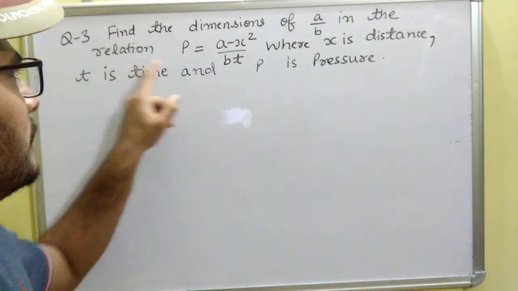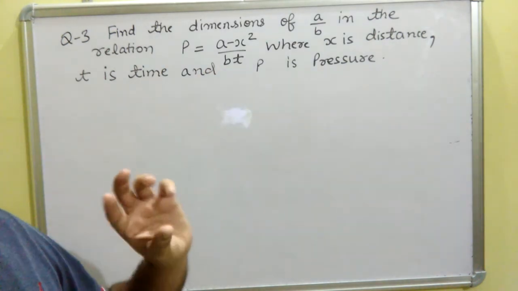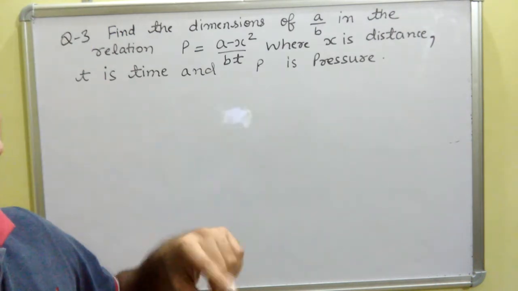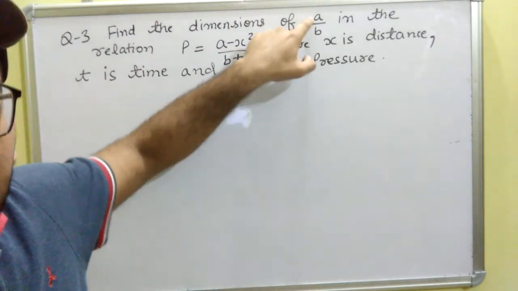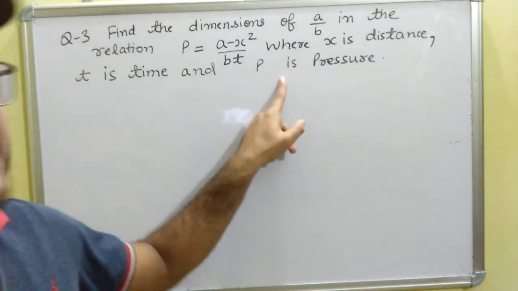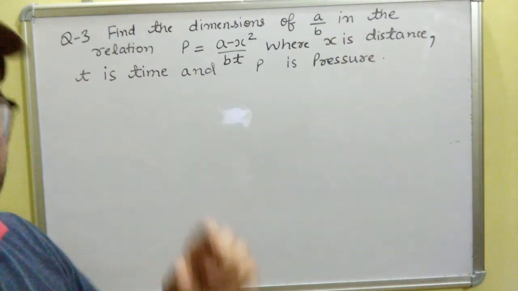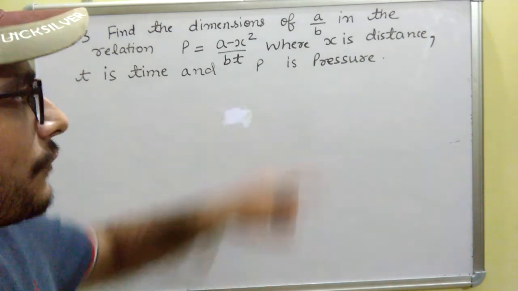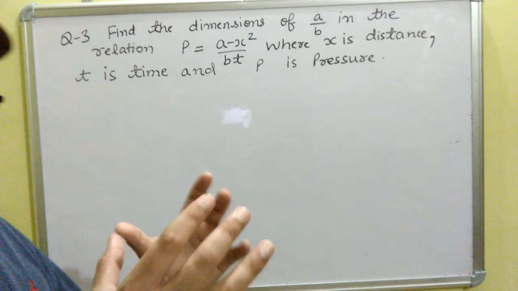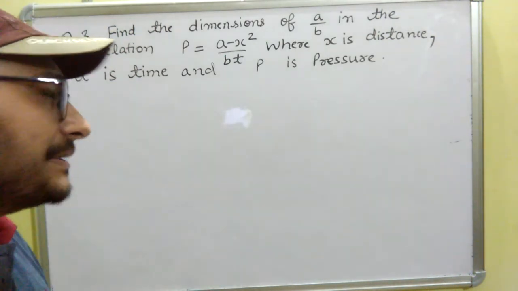In the relation P equals A minus x square divided by B T. So it is somewhat like your last question, question number 2, but it's somewhat different. Why is it different? The way of asking the question is different. Second, here your x is distance, t is time, and P is your pressure. In the last question, P was your power. So this is the difference between the two questions. But the approach will be the same, that you have to use the principle of homogeneity here.